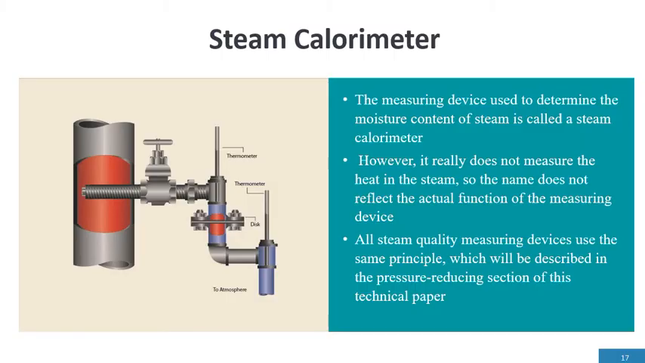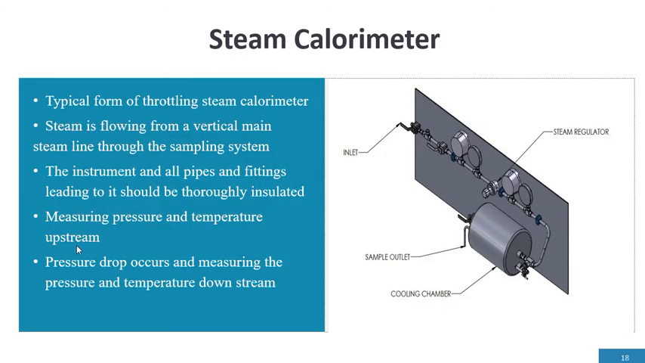Very simple. These are just showing different older methods of calorimeters that were used to measure the moisture content in steam, and that's where the word comes up, steam calorimeter. It does not measure the heat in steam, so it's not actually measuring heat; the name reflects on the measuring device. Steam quality measuring devices use the same principle, which we described in pressure reducing valves. So essentially this is a throttling calorimeter.